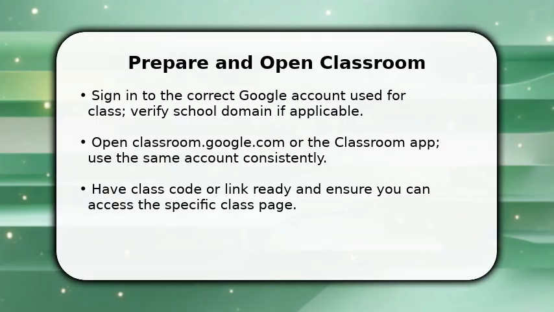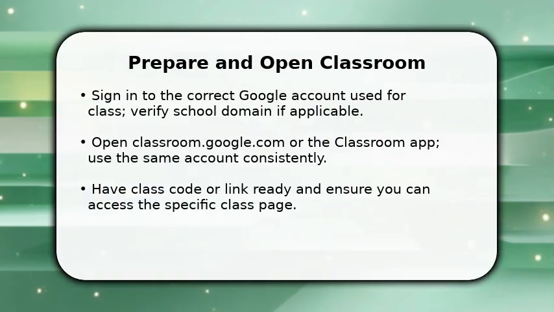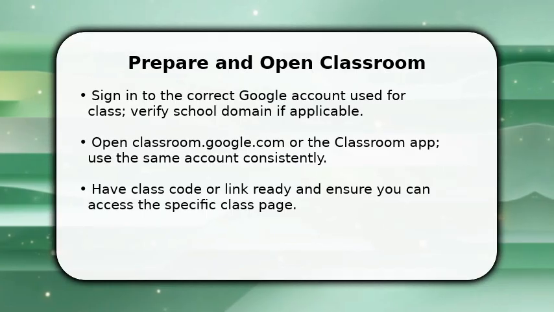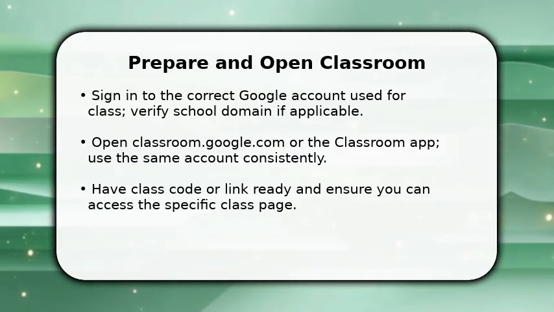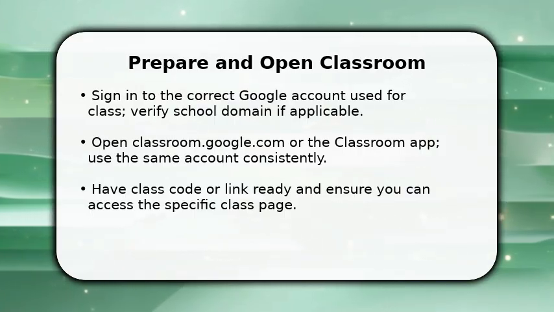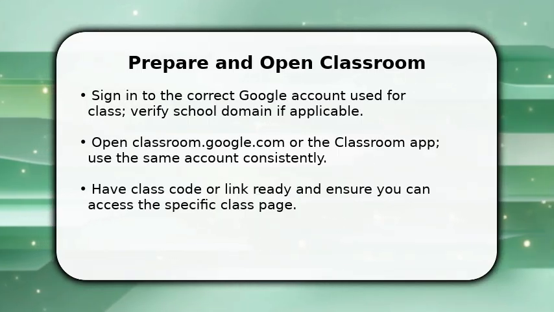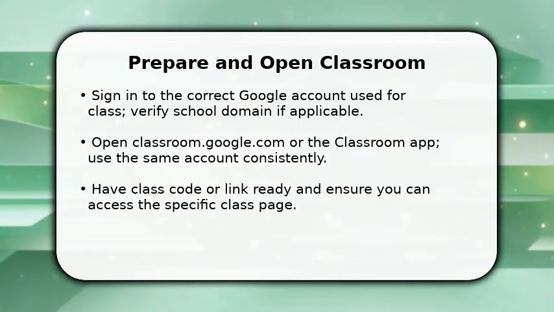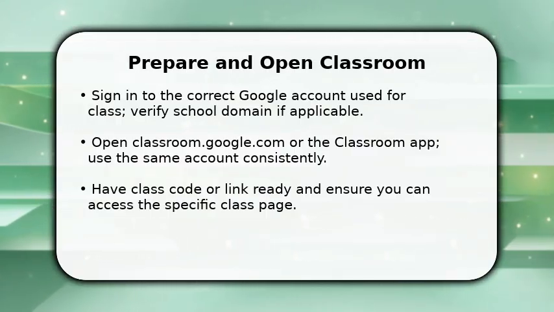You're starting by confirming account and access so you don't chase the wrong profile. Sign into the Google account your teacher uses or your student account, then open Classroom.google.com or the Classroom app. This ensures you see the same class roster. Once done, find and open the specific class. Make sure you're not viewing an archived or guest copy. These steps eliminate confusion and put you immediately where the teacher's contact details live.